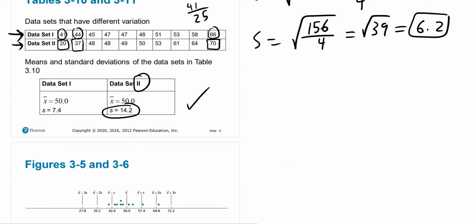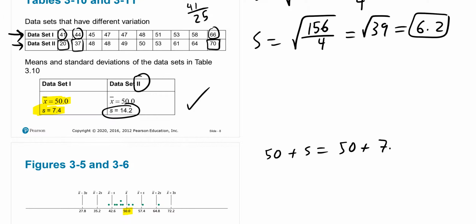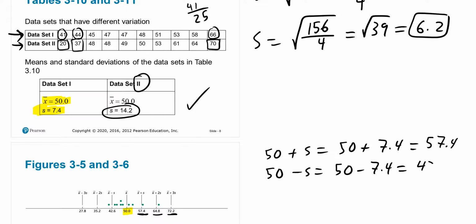Now, if we look at the first data, back to the same table from above. The mean we found was 50 for data 1. If we add the standard deviation to the mean, 50 plus S, which is 7.4, that's 57.4. That goes here. Add it again, you get 64.8. Add it again, you get 72.2. If we subtract it, 50 minus 7.4, we get 42.6, and that's what we got here. Subtract it again, and again.